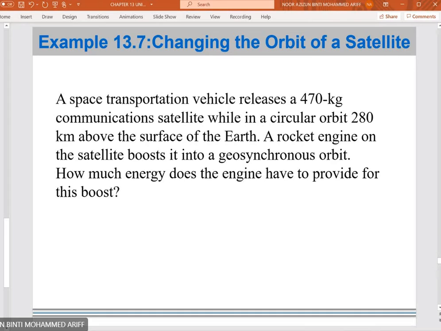Okay. So again, we have a space transportation vehicle releasing a 4,470 kilogram communication satellite in a circular orbit of 280 km from the surface of Earth. So you have to know, what is this value? In our equation, this is the value H above the surface of Earth.